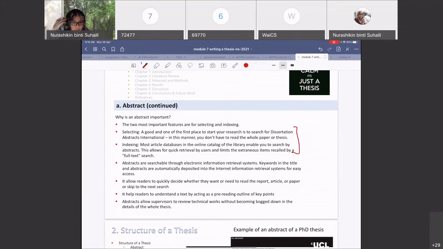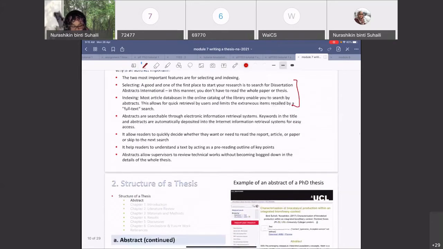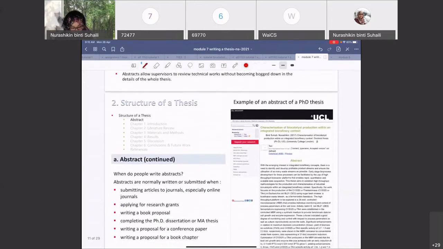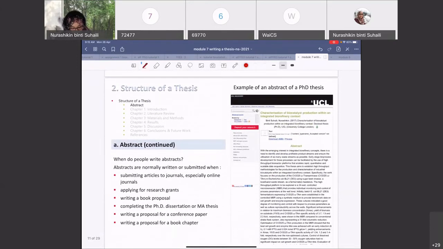Okay, it allows readers to quickly decide whether they want or need to read the report. It helps readers understand a text by acting as a pre-reading outline. It allows the supervisor to review technical words without being bogged down in the details of the whole thesis. So enough to say that it is the first section to be read. It's the most important first impression section.